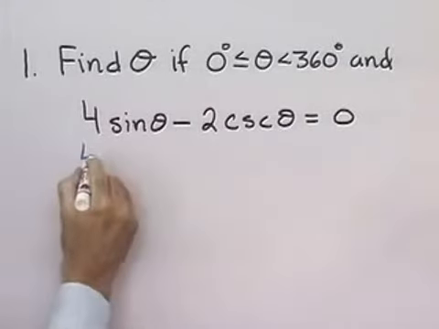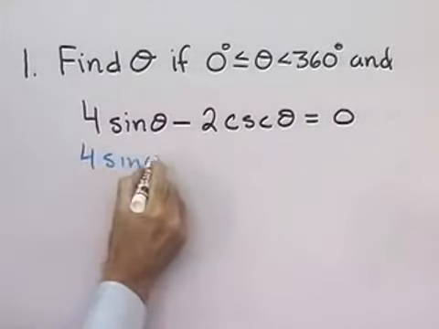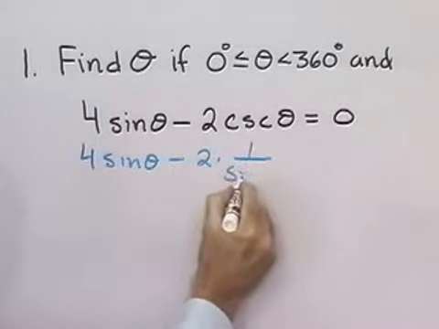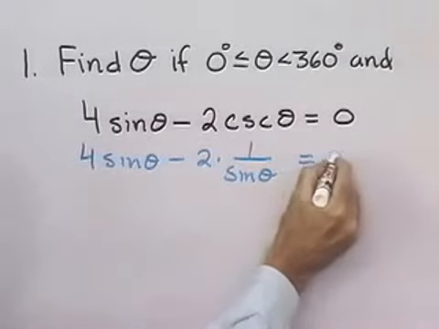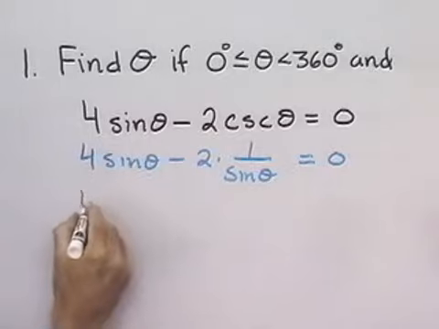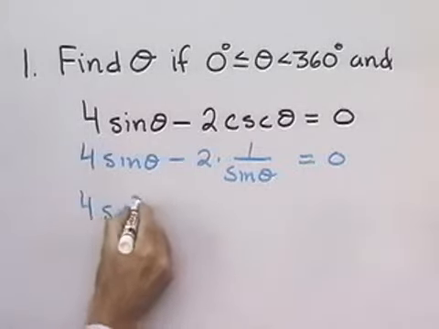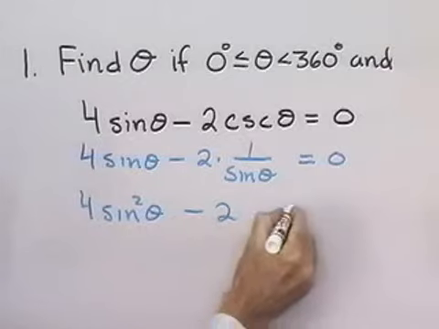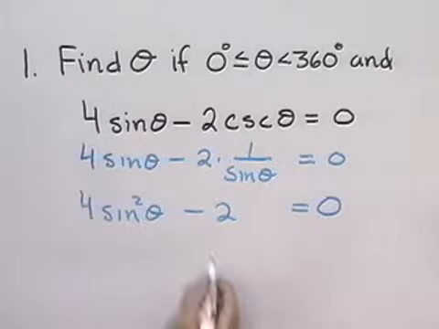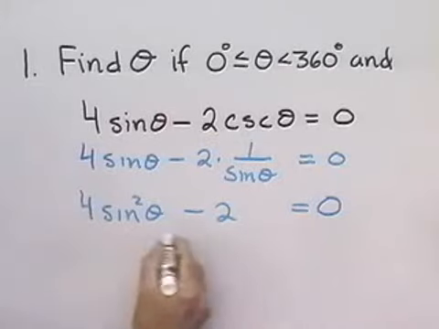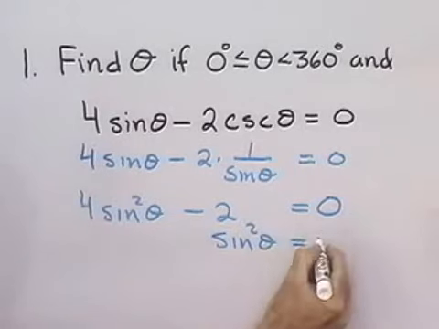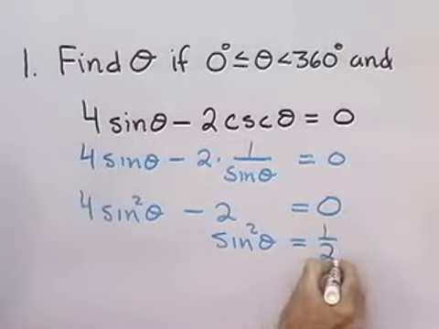So I'm going to start by writing this as 4 sine theta minus 2 times cosecant, which is 1 over sine, equals 0. Now I'll multiply both sides of this equation by sine theta, and I'll have 4 sine squared theta minus 2 is equal to 0 times sine theta, which is still 0. I'll add 2 to both sides and divide both sides by 4, and I'll have sine squared theta is equal to 2 divided by 4, which is 1/2.